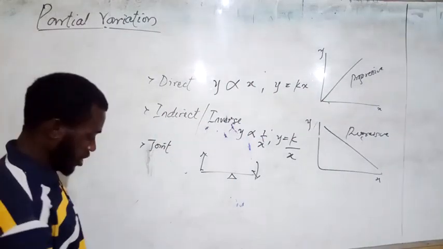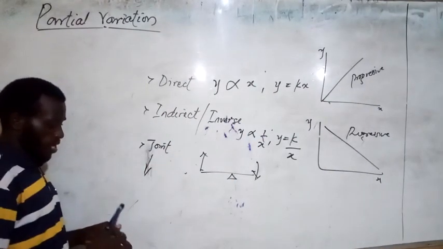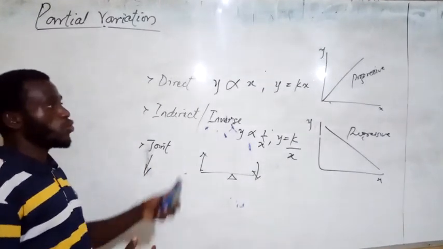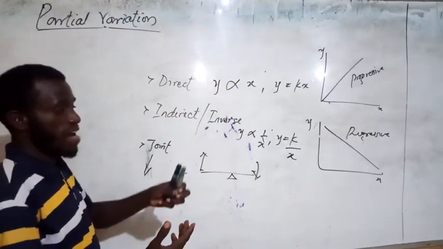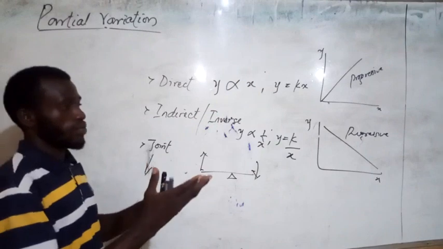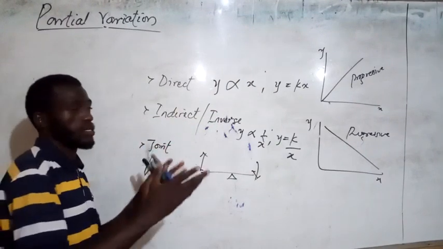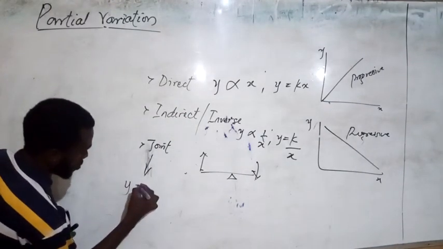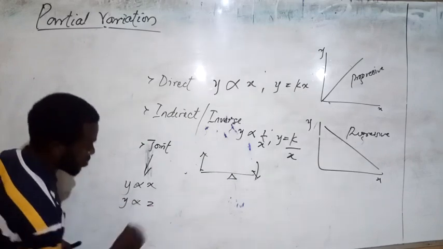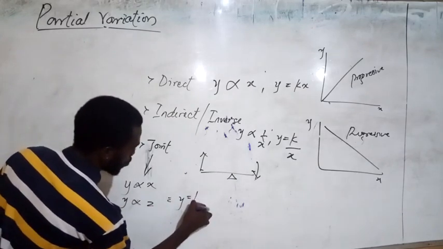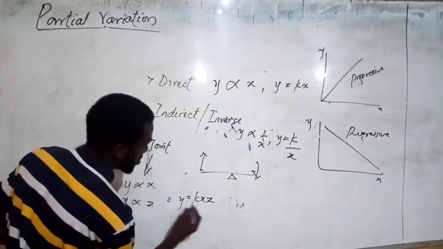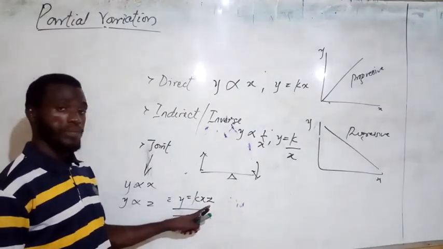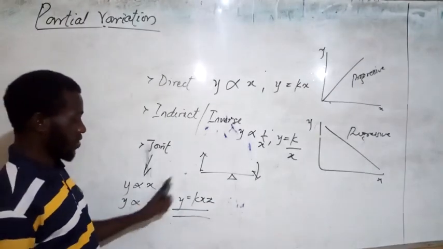Now coming to the joint variation. In the joint variation, we obviously know that the relationship will be between more than two variables. So you can have any form of graph. You can have linear progressive and linear regressive occur on the same graph. For example, if I have y is directly proportional to x, and the same y is still directly proportional to z, you're going to have something like this. y will be equal to kxz. Why? Because y is directly dependent on x, and as well directly dependent on z. So you're going to have this kind of relationship.